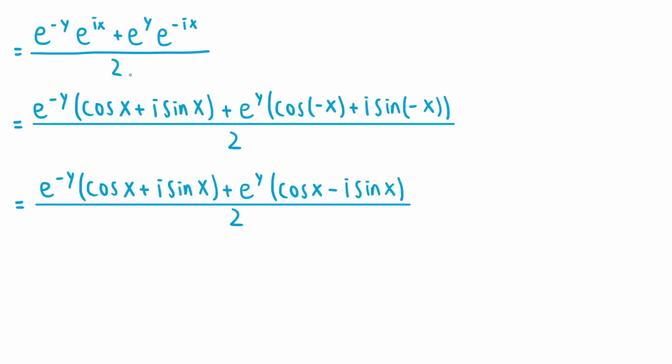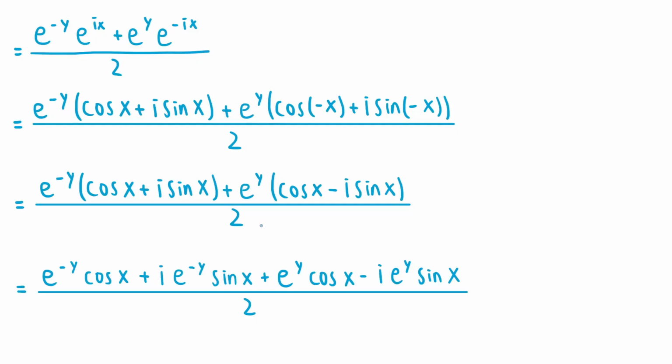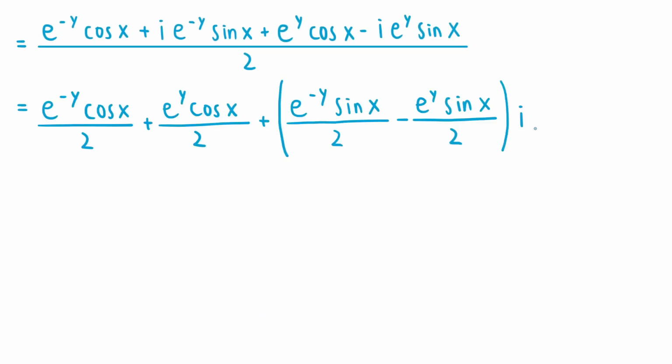If we apply Euler's formula on e to the ix and e to the negative ix, then use the negative angle identities on the resulting expression, we end up with e to the negative y times cosine x plus i sine of x plus e to the y times cosine x minus i sine of x, divided by 2. And if we expand the numerator, we get this expression, which is very similar to one of the expressions we had when we were deriving the definition of sine of z in terms of the real and imaginary parts. If we distribute the division and separate the expression into the real and imaginary parts, we get this expression.